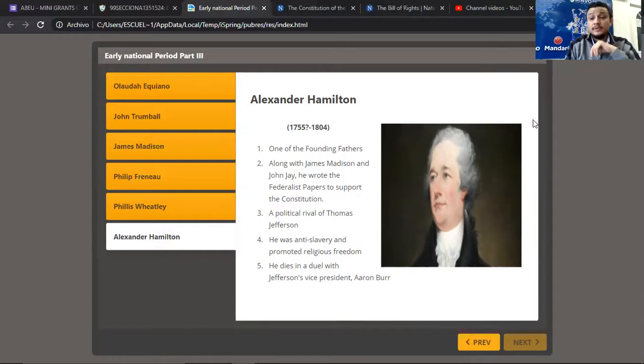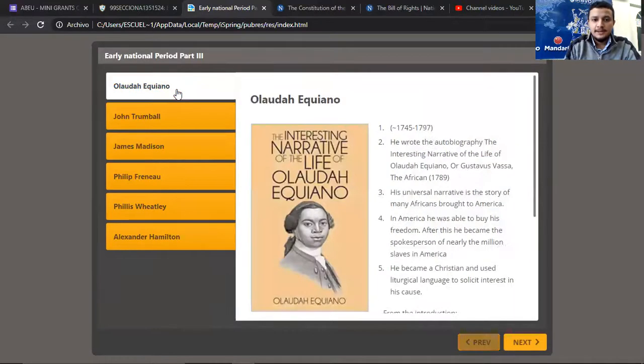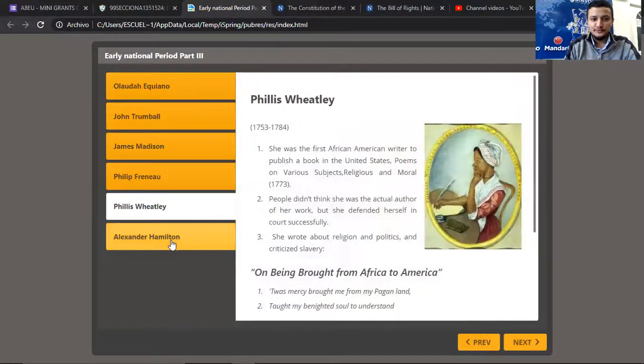We have Alexander Hamilton, who is probably someone you have already heard of. So this is what we have about this guy. I don't know if you find it interesting, the way it's taught. Some of you say, okay, I like when you go straight to the point. So for this material, you can learn what you need to know about this guy.